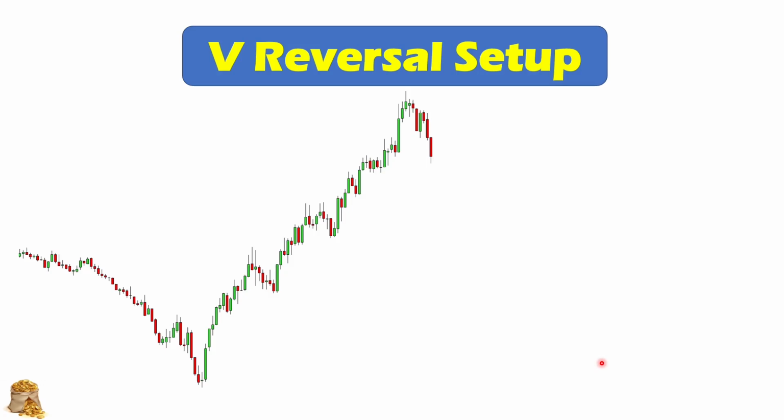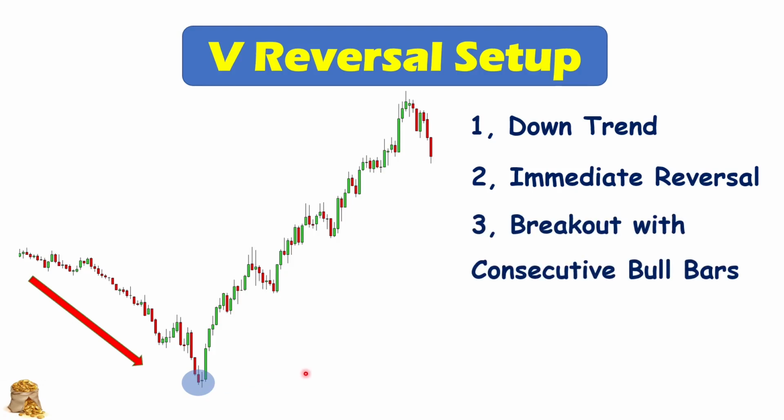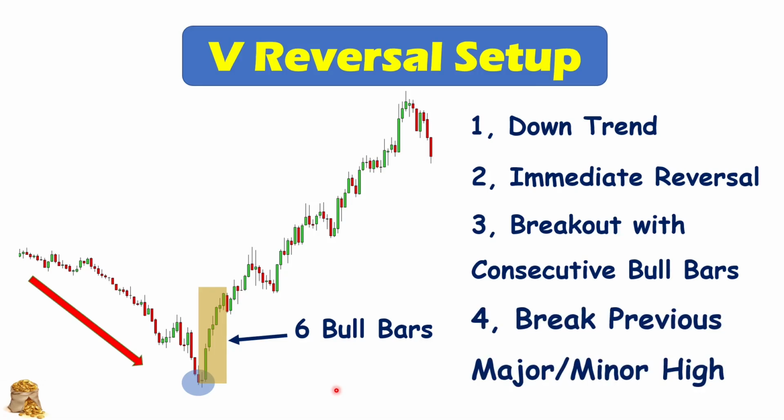Now let's move on to the V reversal setup. Let's use V rather than the flipped V for example, even though they are sharing the same logic. First, we want to see a downtrend. We can see that here's the downtrend, and then the market reverses immediately because there's a doji bull bar with a tail at the bottom. And then we want to see breakout mode, like the consecutive bull bars here. Including this doji bar, there's 1, 2, 3, 4, 5, 6, 7 consecutive bull bars.